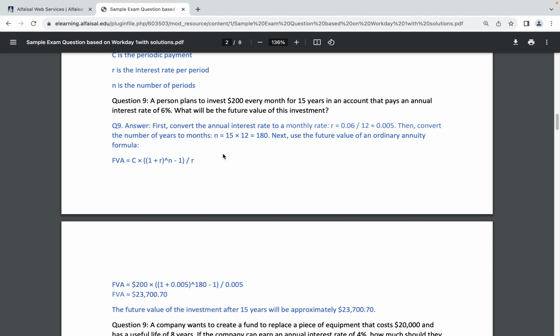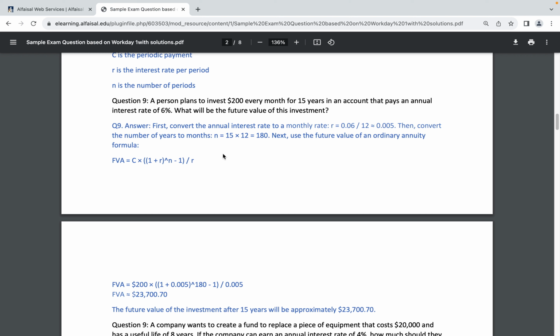So the first thing we have to do is convert our annual rate to a monthly rate. You'll be pleased to know that it's really quite simple to do. We take our 6%, which we decimalize as 0.06, and we divide that by 12. That will give us 0.005, which in percentage terms is 0.5%. So whatever money we invest, we'll earn 0.5% per month. The next thing we need to do is convert the number of years to months. We have 15 years, and there are 12 months in a year, so 15 times 12 is 180.